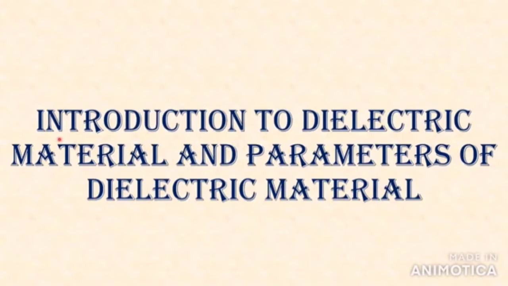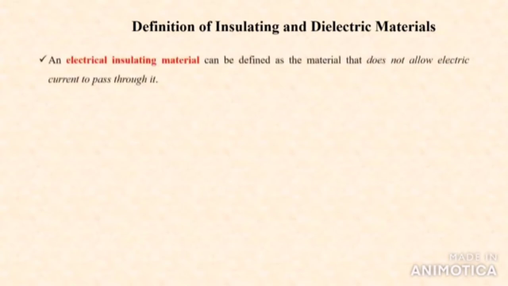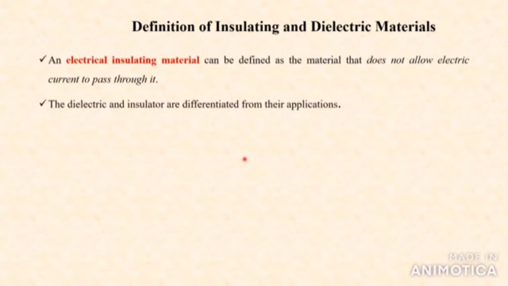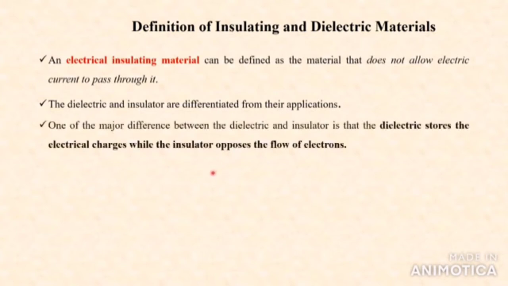Dielectric materials. Introduction to dielectric materials and parameters of dielectric material. Definition of insulating and dielectric material. For a dielectric material, the energy gap needed is about 3 electron volts. An electrical insulating material can be defined as a material that does not allow electric current to pass through it. The dielectric and insulator are differentiated by their applications.